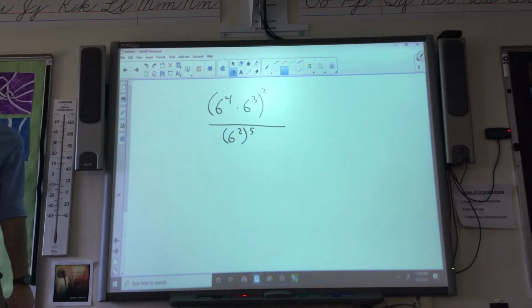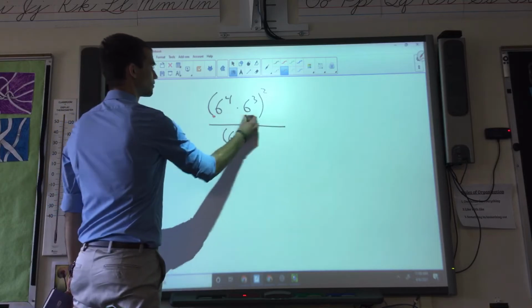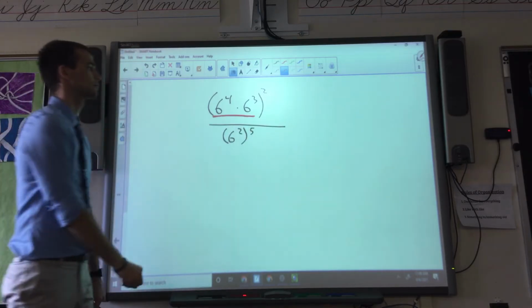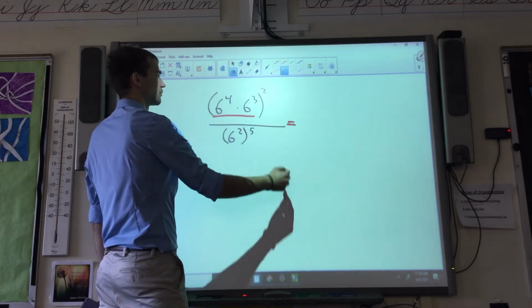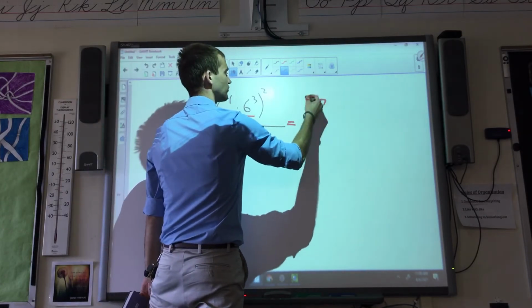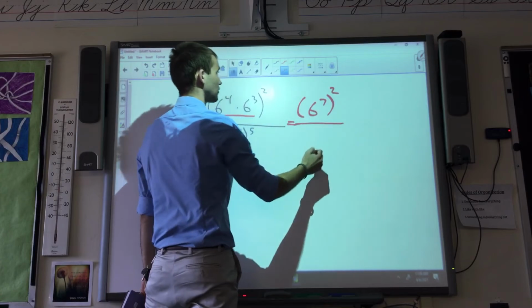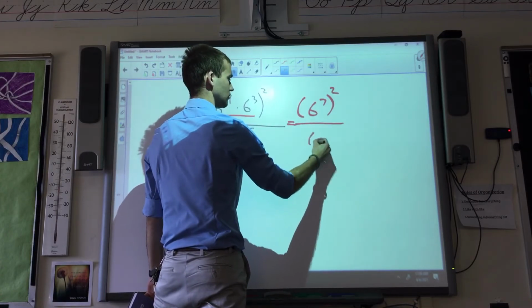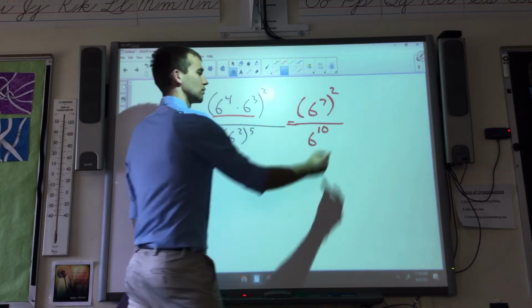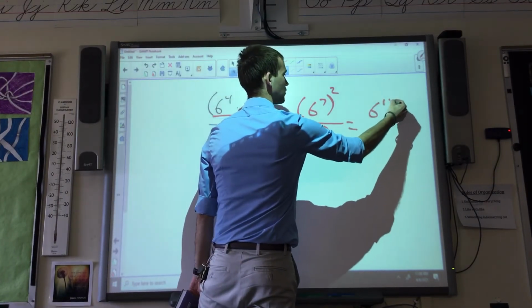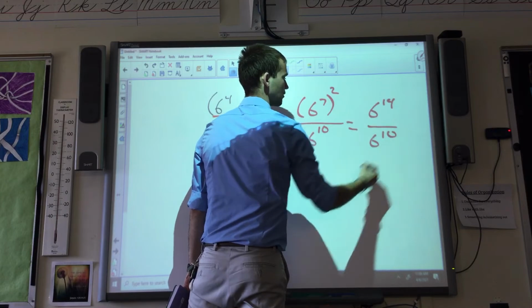Who's doing it now? Does it matter who does it? Nope. Bases are the same, so add the exponents. Yep, right here. So it becomes 6 to the, say what's the bottom, 7. 6 to the 7th. And then, that'd be 6 to the 10. But then you have to do the top, and it's 6 to the 14 over 6 to the 10, and then it's 6 to the 4.